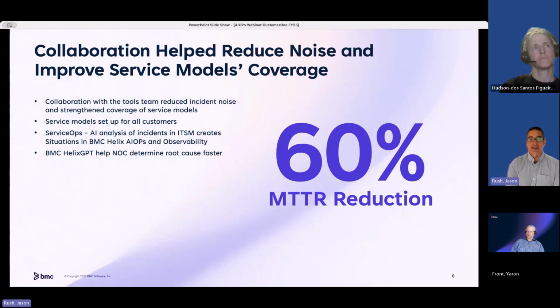And then we started to see the outages go down significantly. And this is because we were able to reduce the noise. We were able to get more meaningful situations in place versus lots and lots of one-off incidents whenever there was a risk of an outage or a disruption.